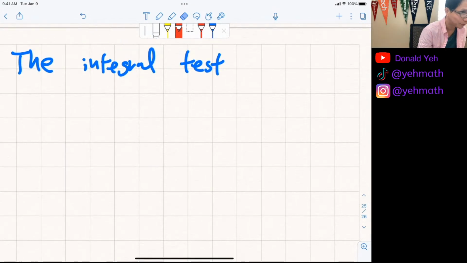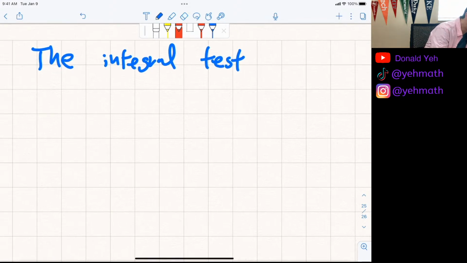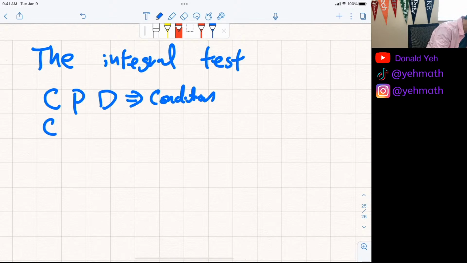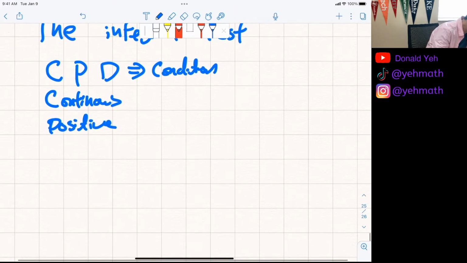Okay, what is the integral test? You have to have three conditions. I call it CPD. So you have to have this condition. C is for continuous. P stands for positive, so if it's negative, it doesn't work. D for decreasing.